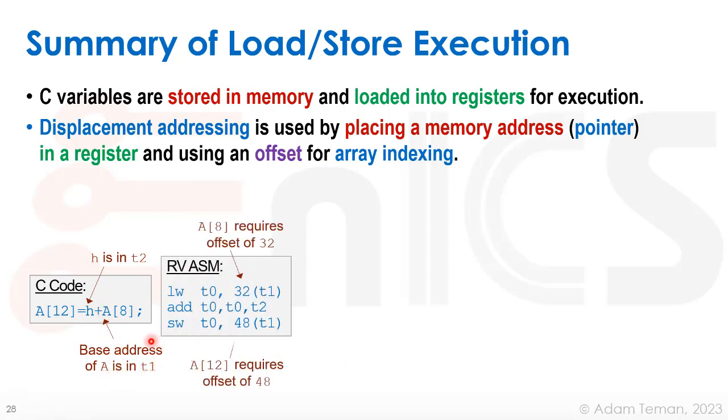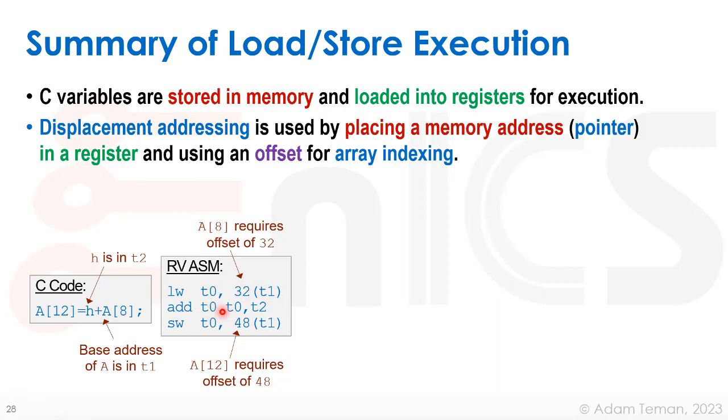What is going to happen when we compile that? We're going to load a word into t0. What word? We're going to take the address stored in t1. That's where the pointer to A is. Okay, and we're going to add 32 bytes, because the offset of 8 means 4 times 8, which is 32. So it's going to go from wherever t1 is pointing to and add an offset of 32 to it.